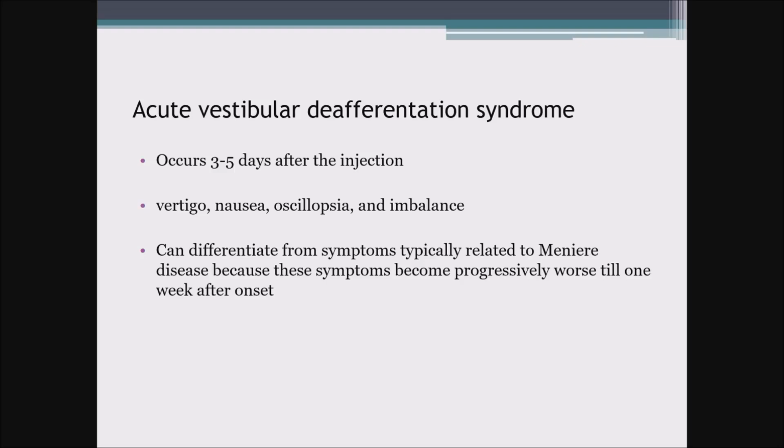Acute vestibular deafferentation syndrome is a chemical labyrinthine injury, and it usually occurs 3 to 5 days after the injection. The patient has vertigo, nausea, oscillopsia, and imbalance. We can differentiate it from the vertigo caused by Meniere's, as the symptoms will be progressively worsening for a week from the time of injection.